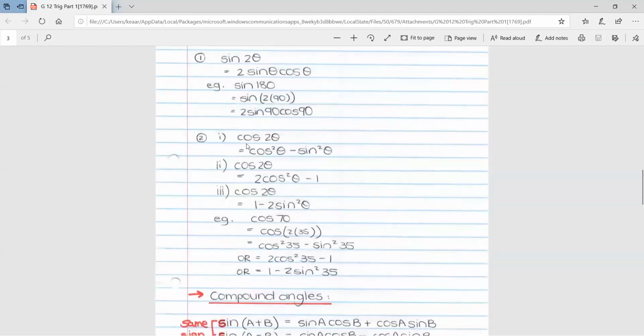Okay. Then we move on to cos 2 theta. Now, there are three different things that cos 2 theta can equal to, and they are all on your formula sheet. Cos 2 theta can equal cos squared theta minus sine squared theta. Cos 2 theta can equal 2 cos squared theta minus 1, or cos 2 theta can equal 1 minus 2 sine squared theta. Once again, there is a video up on the proofs for all of these.